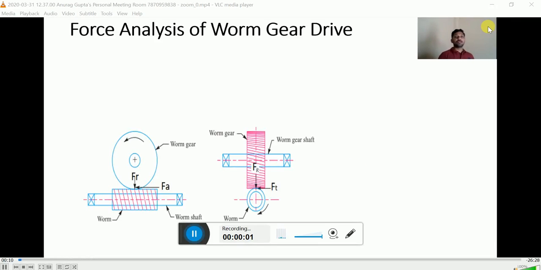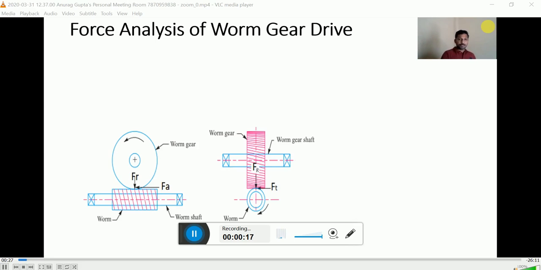Discussing the force analysis of worm gear drive. To understand the forces which are exerting on the worm and the worm gear in worm gear drive, we are considering the front and side view of worm and worm gear machine.